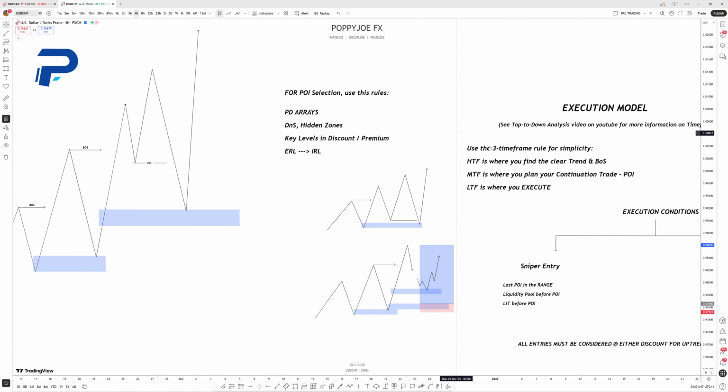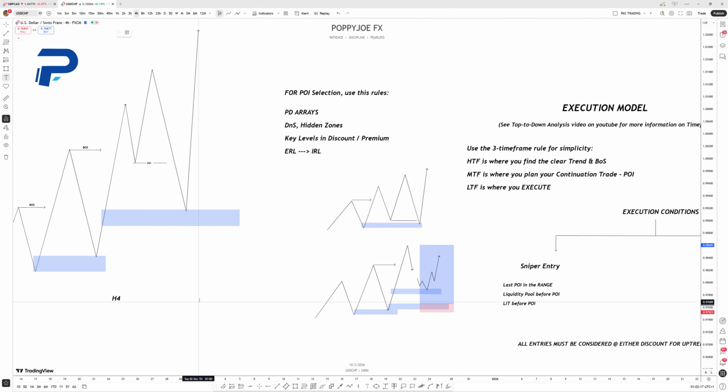Higher time frame is where you find the clear trend and BOS. Medium time frame is where you plan your continuation. So the POI itself that you are choosing, you are going to choose on your medium time frame. So if I find this particular thing on the 1 hour or 4 hours, if this structure or this trend of BOS is on my 4 hours, my POI will be chosen on my 1 hour time frame. Okay, I'll choose my POI on 1 hour.